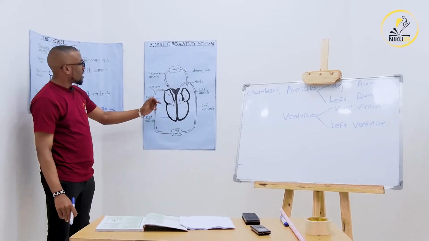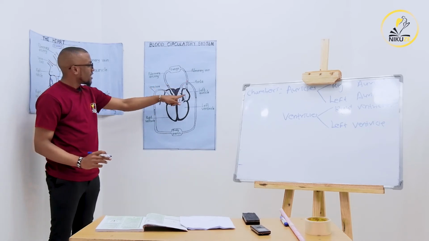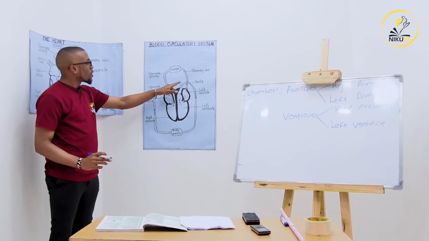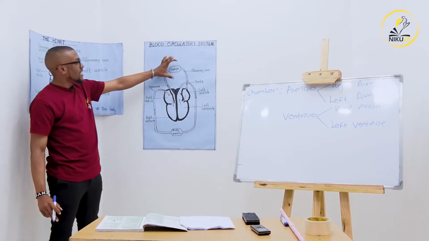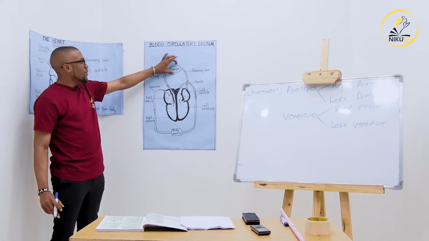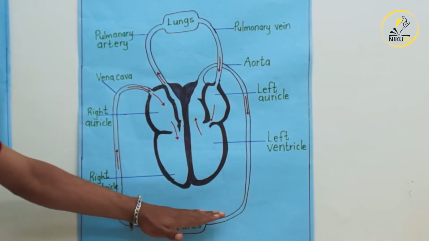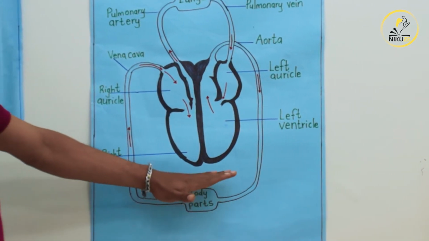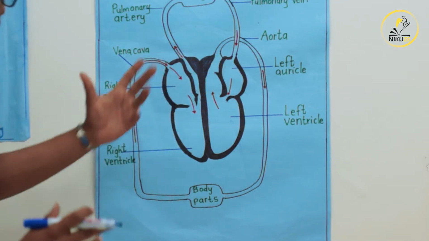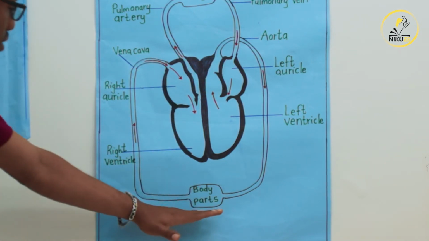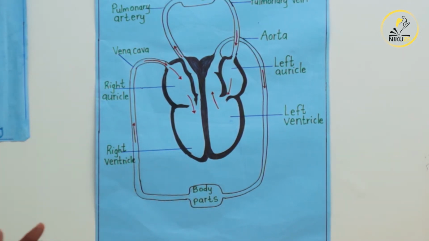If you look at these arrows here, they represent the blood. These arrows are red in color. They show how the blood is flowing. Now, this part here is the lungs, and we are going to see how the blood comes to the lungs. Then this part here is the rest of the body parts. We're going to see how it comes from the body parts and then goes to the heart. These are all parts of the body. This is how it happens.